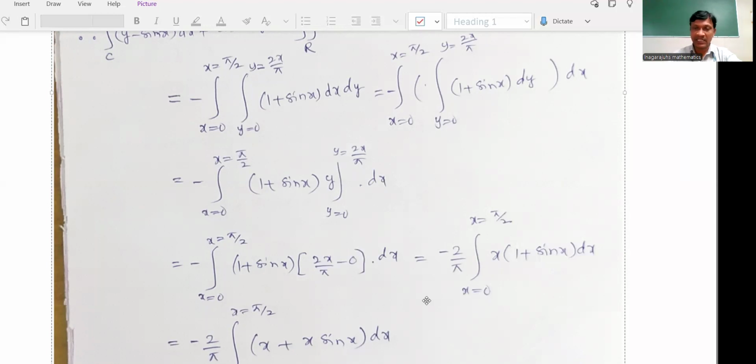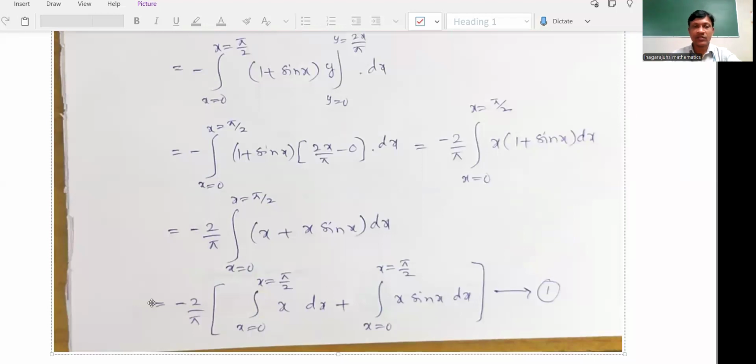So splitting this equation, it can be written as minus 2 by pi integral x = 0 to x = pi by 2 of x plus x sin x dx. So this can be written as minus 2 by pi [integral x = 0 to x = pi by 2 of x dx plus integral x = 0 to pi by 2 of x sin x dx]. Let the first term be I1 and the second term be I2. We have to find them individually, then substitute in this equation, and then we will get the answer.